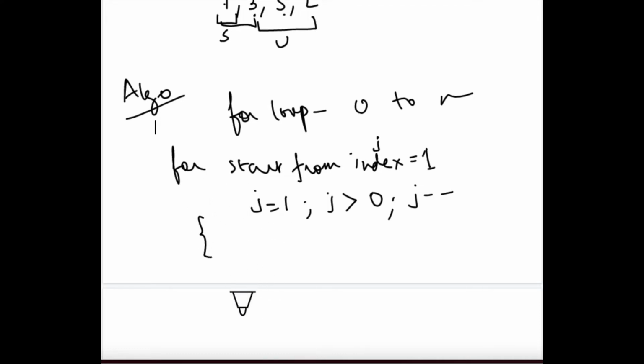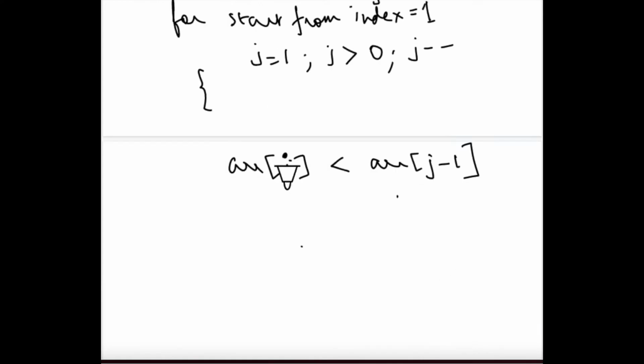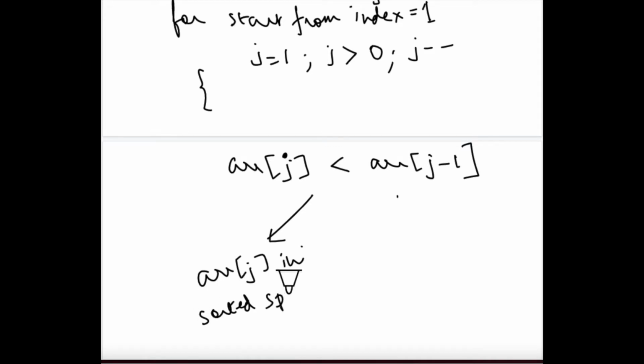Inside this inner loop, we'll have one logic. The core logic in this is the current element, let's say ARR of j. If that element is smaller than the immediate previous element, that is j minus 1, and this condition is true, there are going to be two things. One, put the current element, that is ARR of j, in the correct position in the sorted space. We'll come to this in a little bit. I'll elaborate more on this. But if the condition is false, then we have to break the loop.